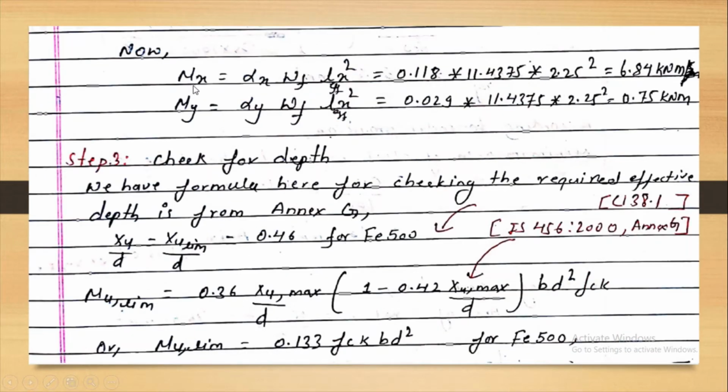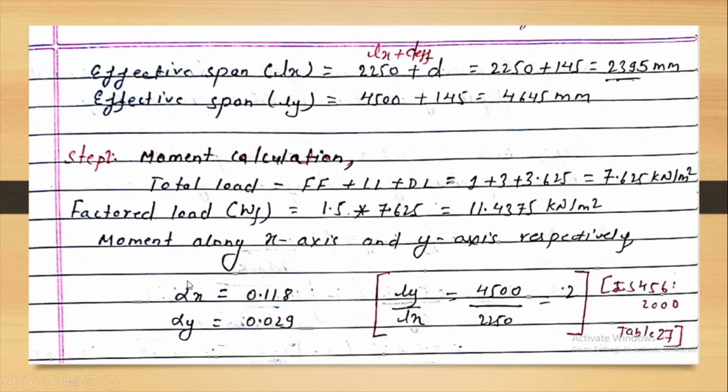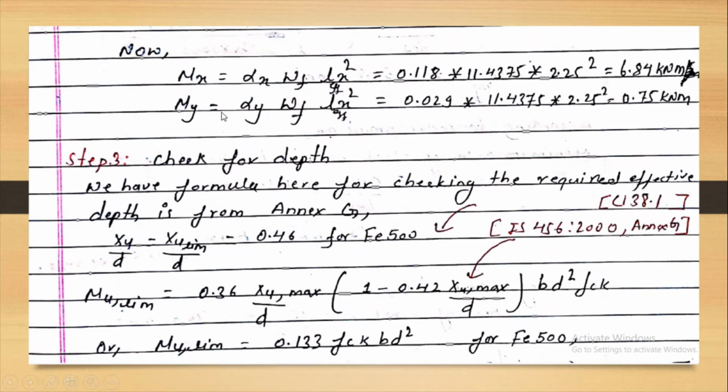The moment calculation formula is Mx equals alpha x times Wf times L effective x squared. Similarly for My, alpha y times Wf times L effective y squared. The alphas are constants, Wf is the factored load, and L effective is the effective length along the x-axis and y-axis respectively. The constant values alpha x and alpha y are 0.118 and 0.029, which I have taken from IS 456:2000 Table 27. By putting the values in this formula, we get Mx as 6.884 kilonewton meters and My as 0.75 kilonewton meters.